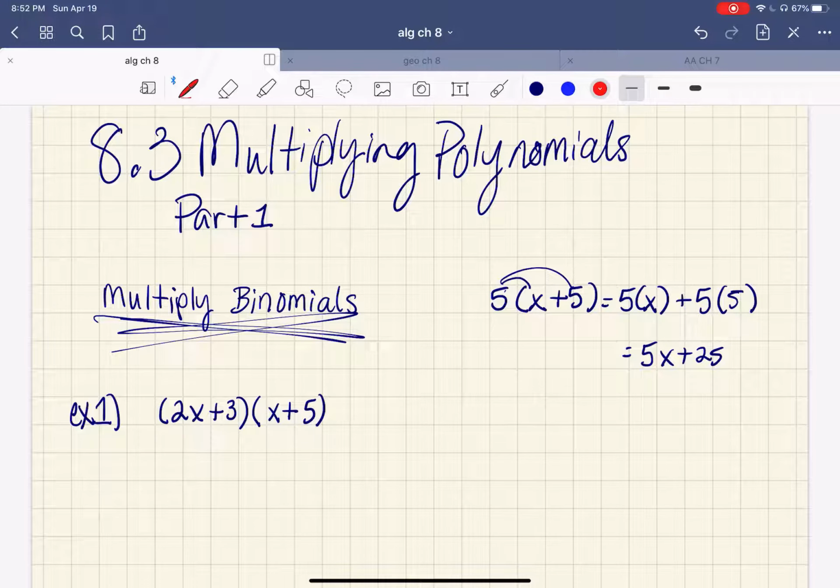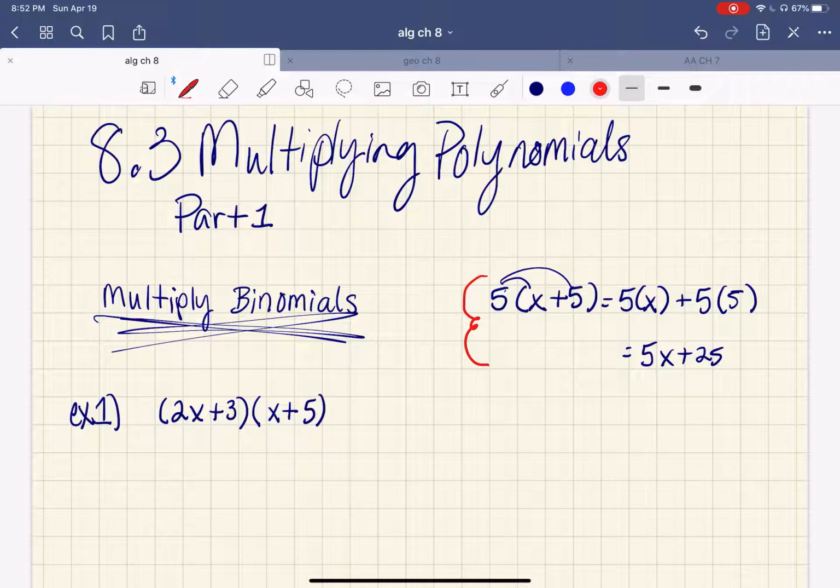Essentially, it's going to be the distributive property, but we make it a little bit different. So I included right over here an example of my distributive property so you can see those 3 steps. I'm going to be recreating, in a sense, those 3 steps in my example 1. So if I wanted to multiply 2x plus 3 times x plus 5, I'm going to use the distributive property.